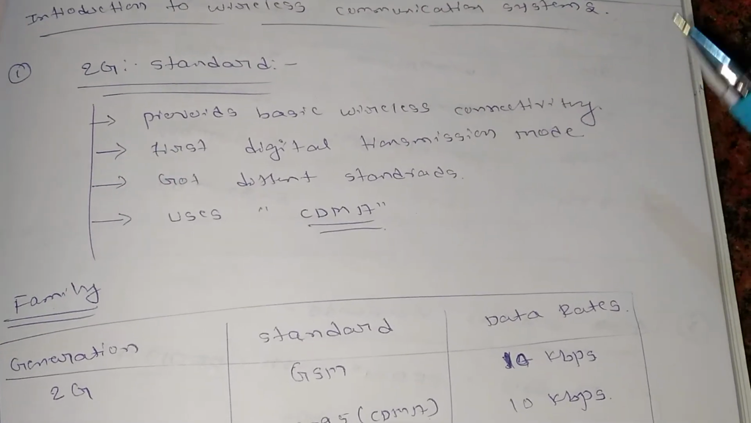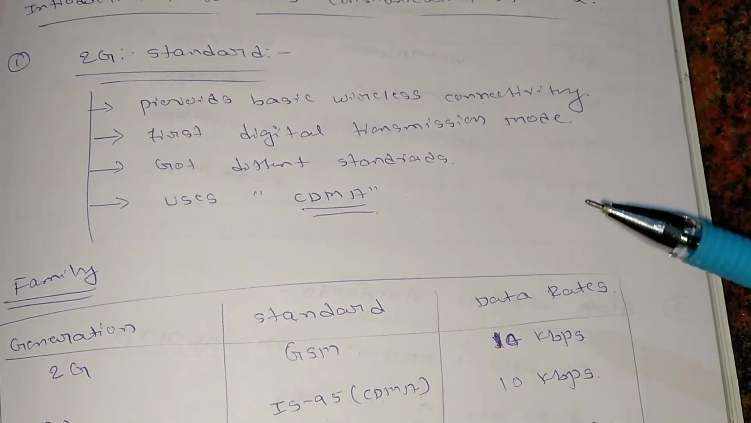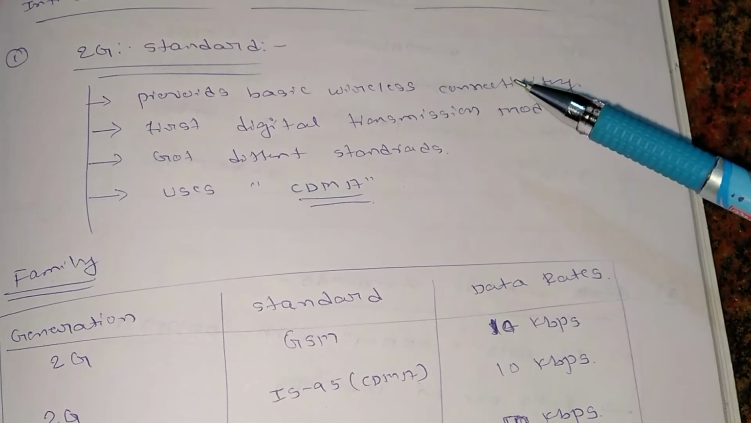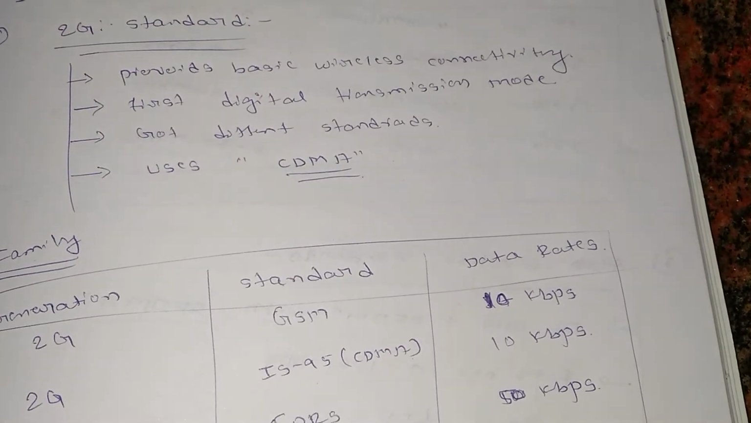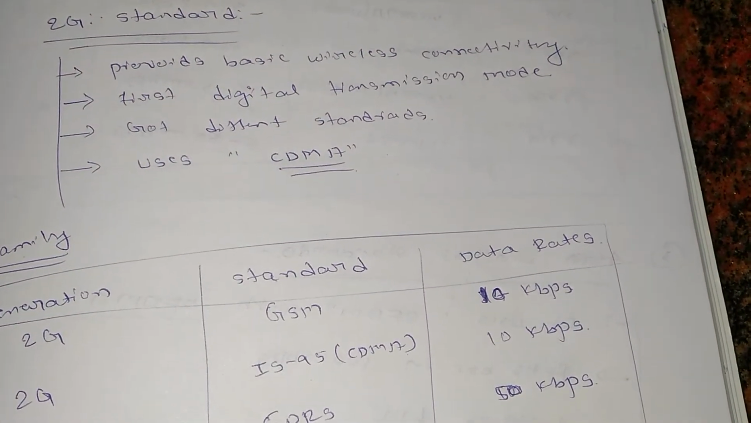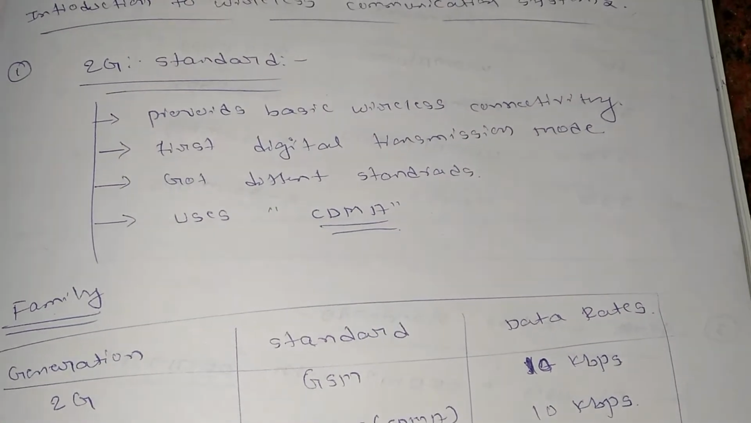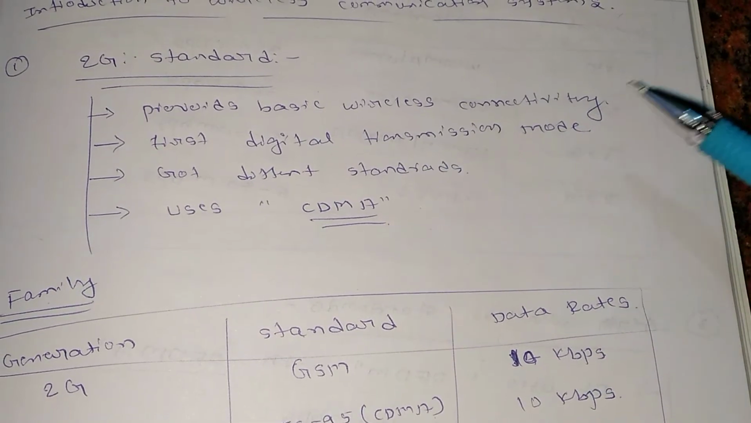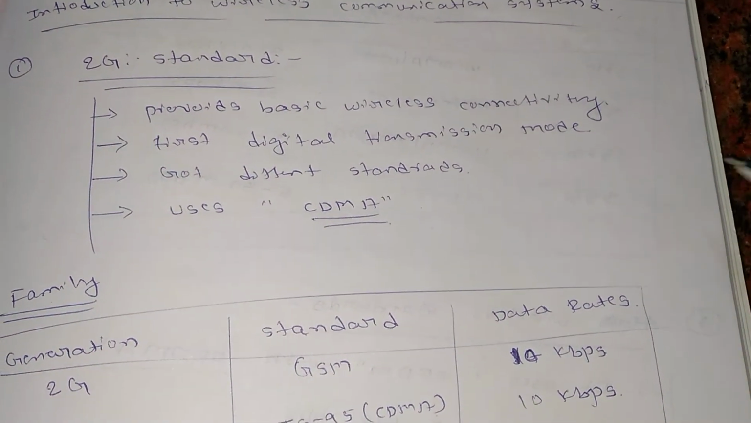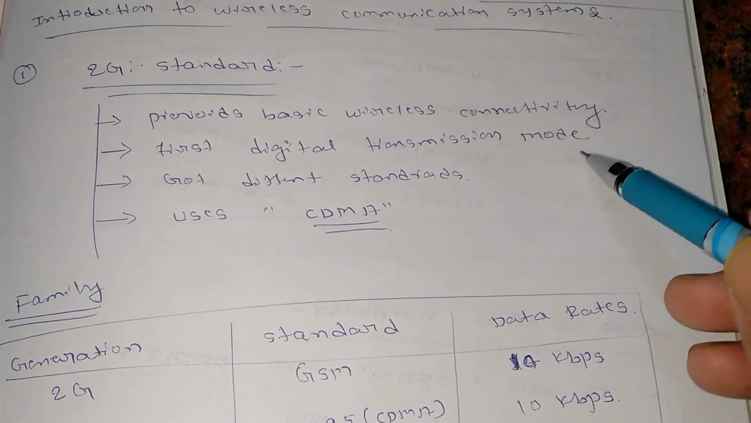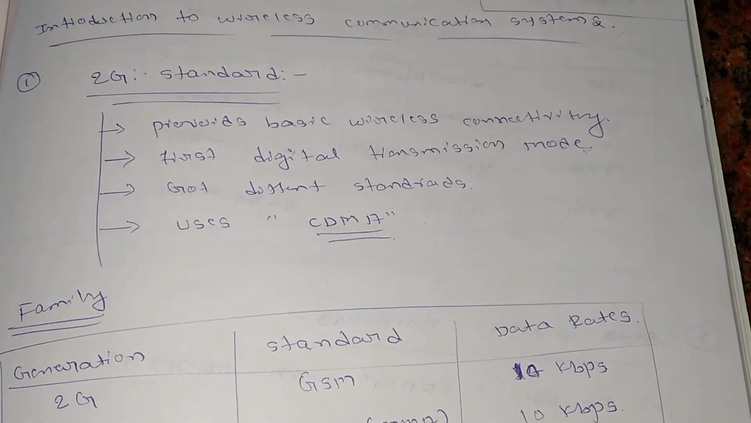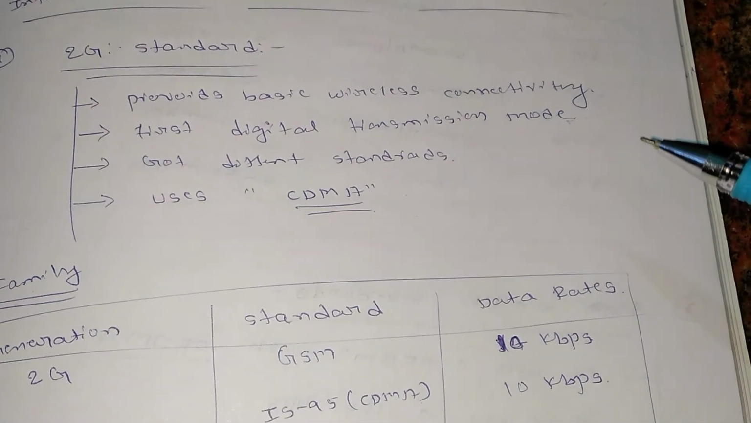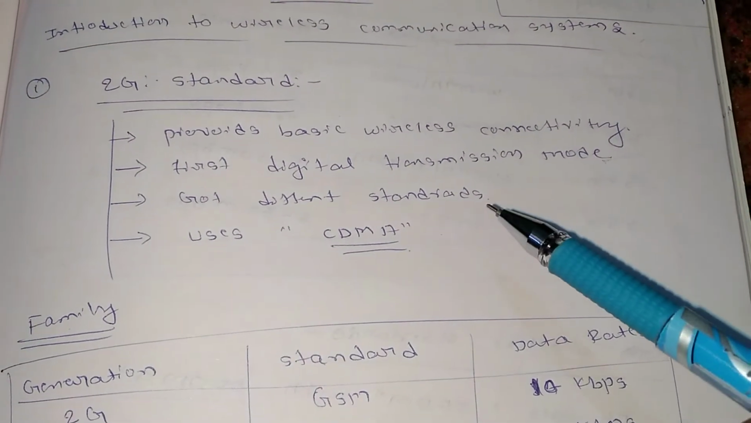First we'll discuss the 2G standard. 2G stands for second generation, which came in the late 90s. So what are the features which describe 2G? It provides basic wireless connectivity, just for talking, and the first digital transmission mode. Before 2G, systems were analog, and this is the digital transmission technique which was developed first and got different standards.